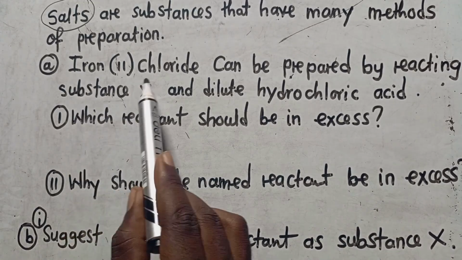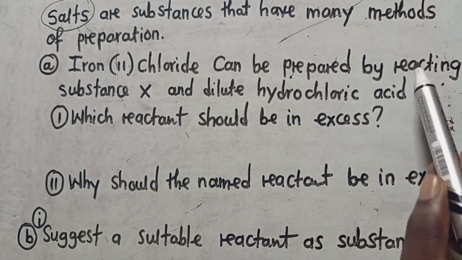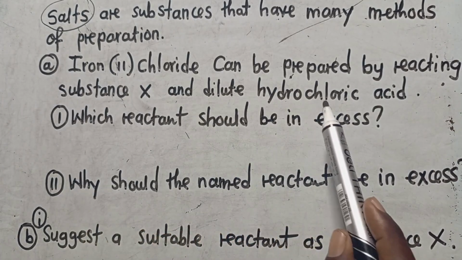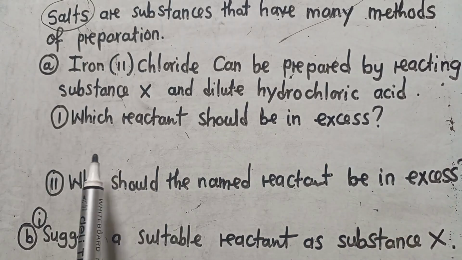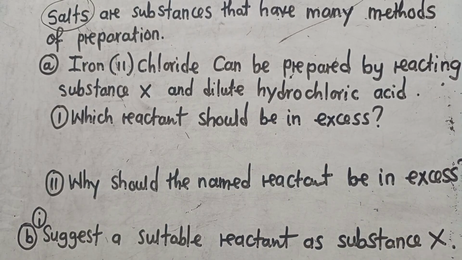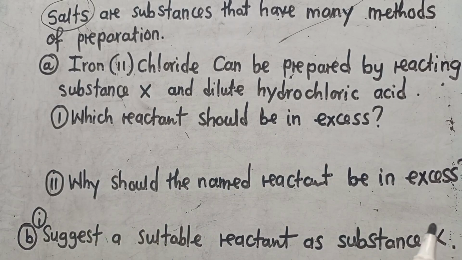So the question here is saying, iron 2 chloride can be prepared by reacting substance X and dilute hydrochloric acid. The first question is saying which reactant should be in excess. Before we answer this question, I want to give you a background, something that you need to know. Like I've told you, I will not only teach you how to come up with answers to these, but this would open up your mind on how to answer other questions. Which reactant should be in excess?